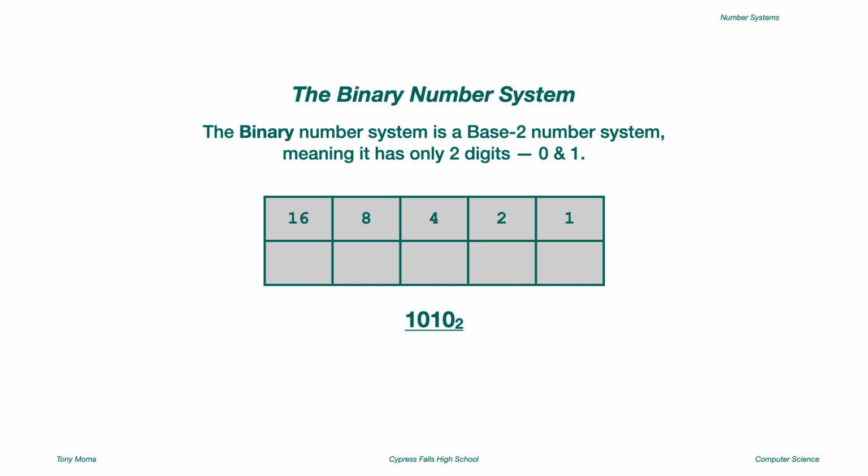I start by taking the rightmost digit, which is 0, and putting it in the rightmost column, followed by the second rightmost digit, followed by the third rightmost digit, and the fourth rightmost digit. Now, I'm going to multiply the top row by the bottom row and add up each column. When I do that, I get 8 times 1, plus 4 times 0, plus 2 times 1, plus 1 times 0. When I simplify that, I get 8 plus 0 plus 2 plus 0, which equals 10. Thus, the binary number 1010, when converted to decimal, is 10. Let's do one more binary example.